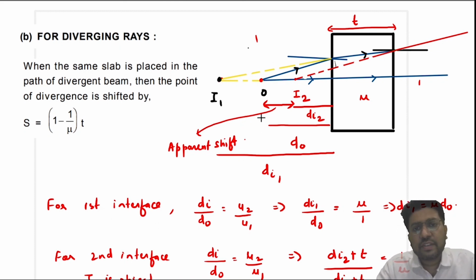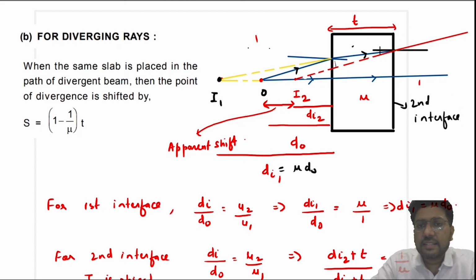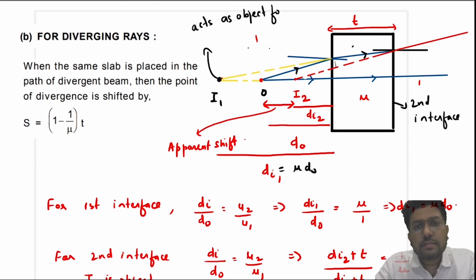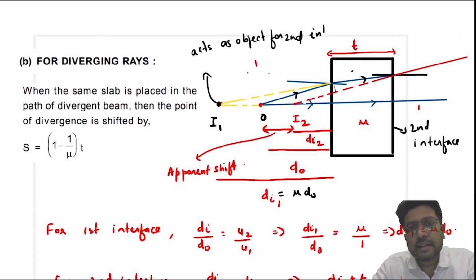So for the first interface I will use di by do is equal to mu2 by mu1. So you will get di1 is equal to mu do. This is di1 and this is do. Now for the second interface, it feels like there is a ray of light on the second interface which is coming from this point. That means I1 acts as the object for the second interface.